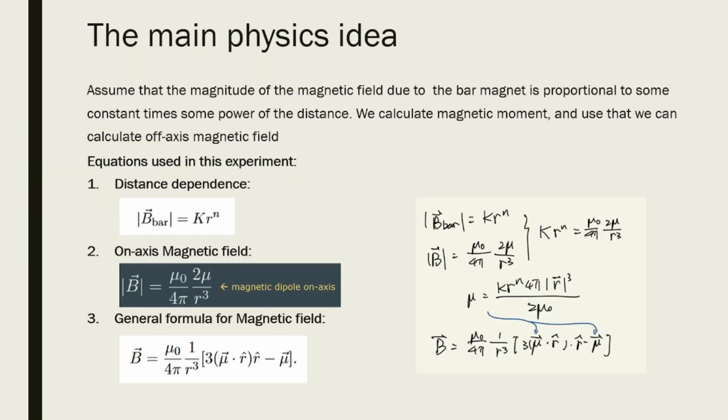So the main physics idea is that we assume the magnitude of the magnetic field due to the bar magnet is proportional to some constant times some power of the distance. We calculate the magnetic moment, and using that we can calculate the off-axis magnetic field. So there are three equations that we are going to use in this experiment. The first one is the equation for distance dependency, and also we have the formula for the on-axis magnetic field, and at last we have the general formula for the magnetic field. So we use the first two equations to calculate the value of mu, which is the magnetic moment, and then we plug the value of mu into our general formula.